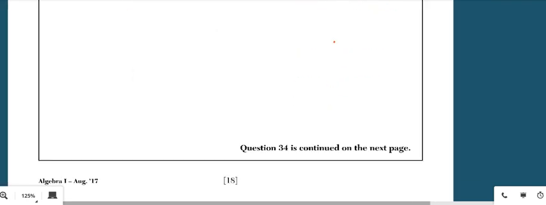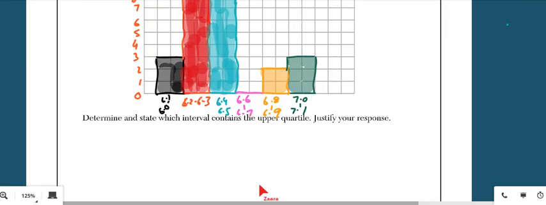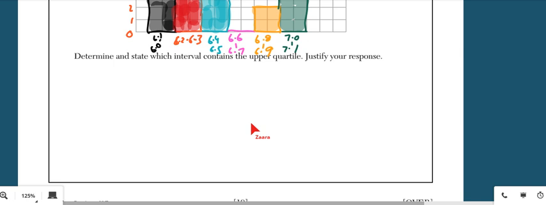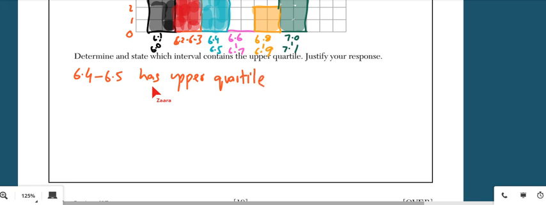So how we will answer this now? So we will say, I'm writing the interval 6.4 to 6.5 as upper quartile. And because there are how many values are there? There are 29 values in total.